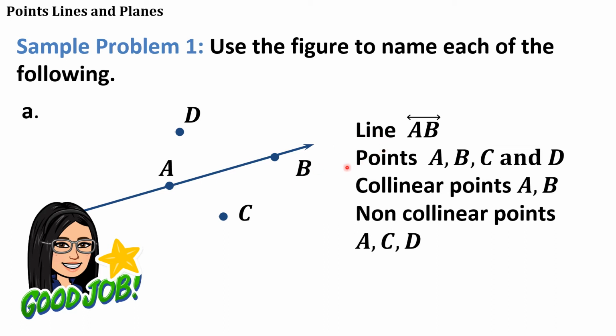Now the next question is, what are my points in this diagram? And I have point A, point B, point C, and point D. Again, those are all written with capital letters.